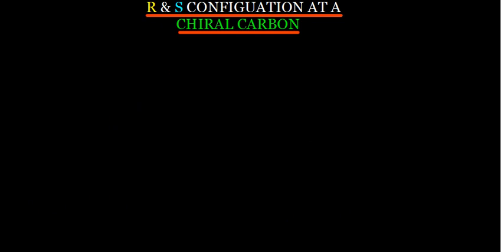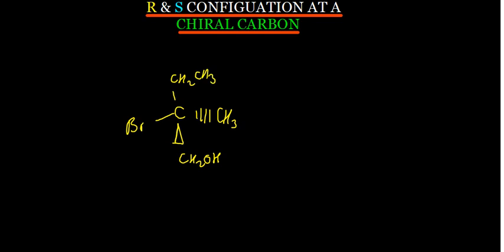Let's consider another one. Let's say I've got a carbon and this carbon is bonded to a methyl group first. Then we have got CH2OH, and then we can have a bromine here, and then we can have CH2CH3. What will be the configuration of this one? Which one is going to be the first group? Definitely this is going to be the first group.